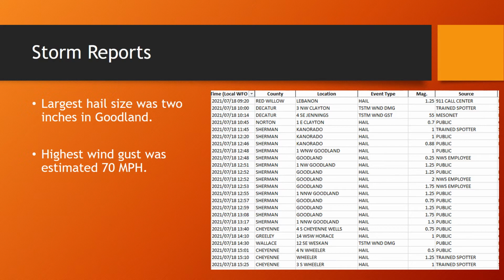The highest wind gust I believe that we had for the event was an estimated 70 miles per hour. And you would think with that somewhat semi-line of storms coming in over the eastern part of the area that we would have more wind reports with it, but we really didn't, which was a little bit of a surprise. So it was really a hail event for the most part.